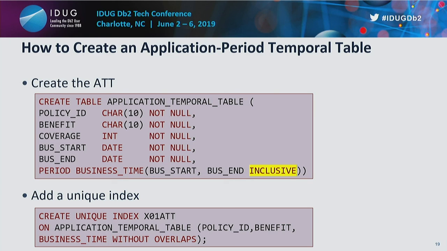Okay, so again, one thing to make note of is that if you're specifying a unique index, it has to be without overlaps, and non-unique can be with or without overlaps. But traditionally, you have non-unique with overlaps.